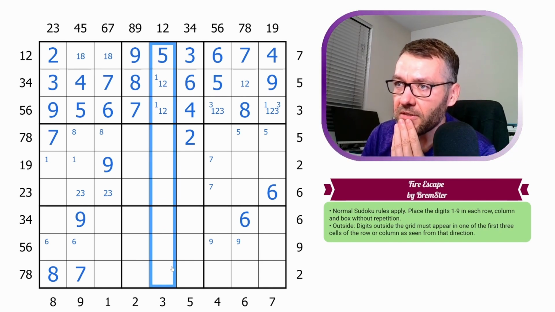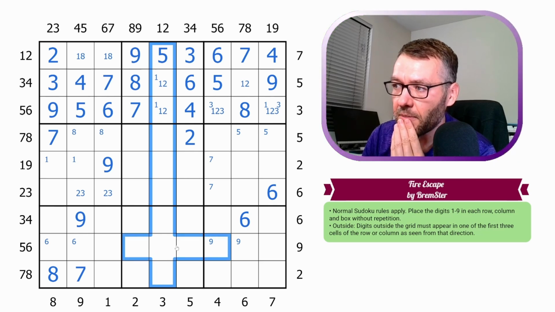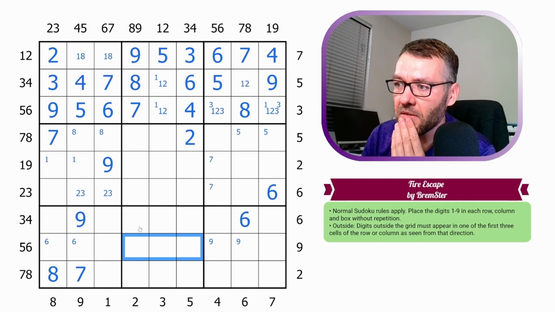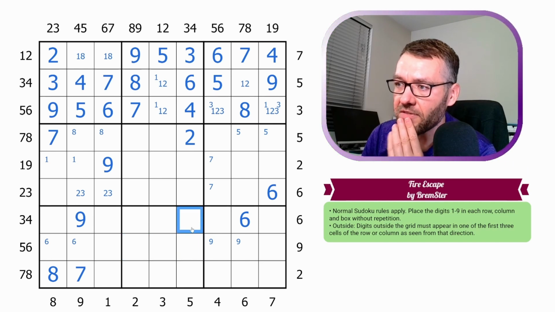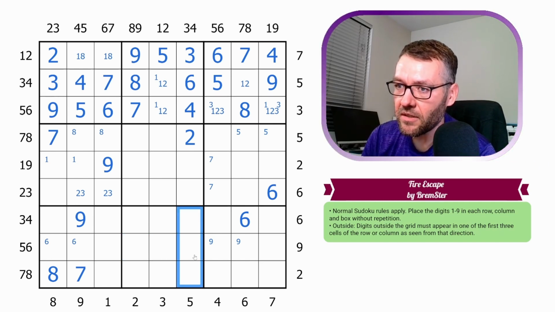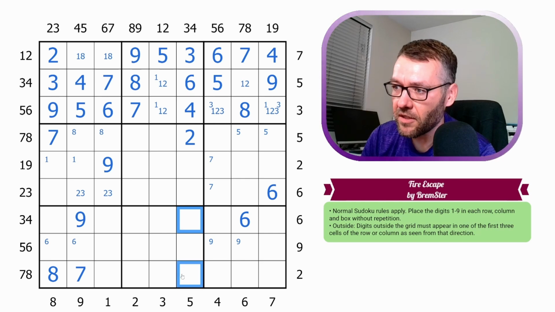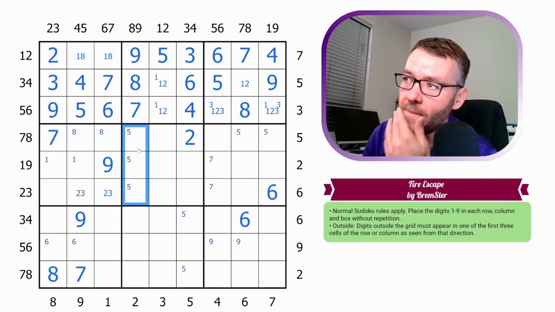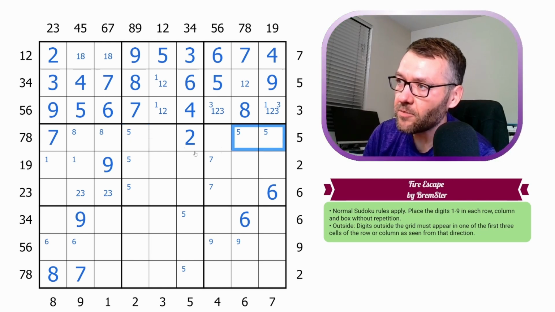So this 5 points down. 5 can't go in here because of this 5, 6 over here. Oh, this 5 is going to, we need a 5 somewhere in here, and it can't go here. So the 5 is going to go in one of these 2 spots, which means 5 is going to go over here on this side. And it's not going to go here because of these pointing 5s over here.